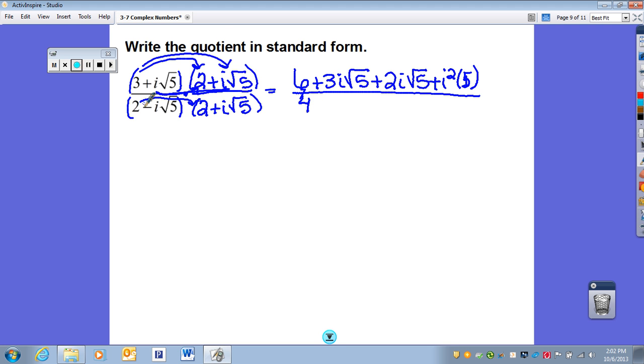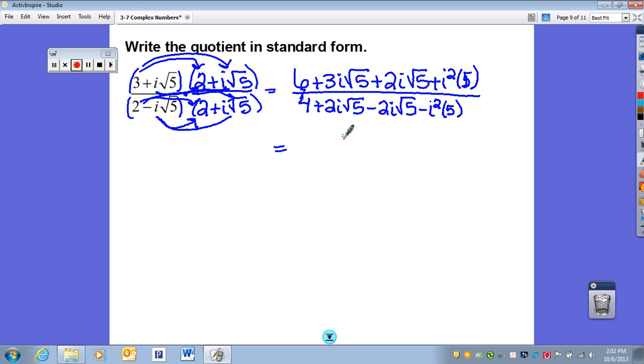2 times i square root of 5 is going to be 2i square root of 5. Then we're going to multiply the negative i square root of 5 times 2, which is negative 2i square root of 5. And then we're going to multiply negative i square root of 5 times positive i square root of 5. So that's going to give me negative i times i is i squared, and square root of 5 times the square root of 5 is the square root of 25, which is 5.